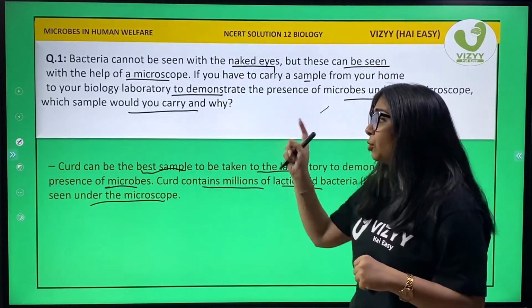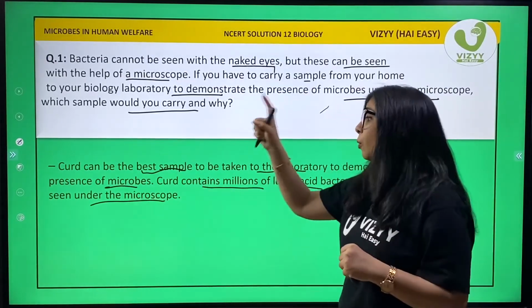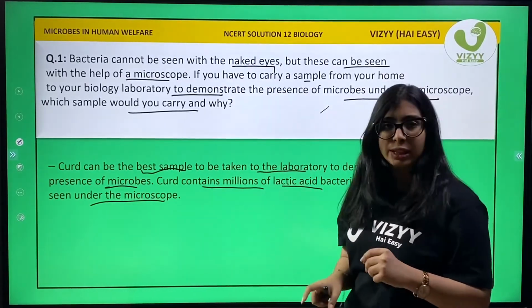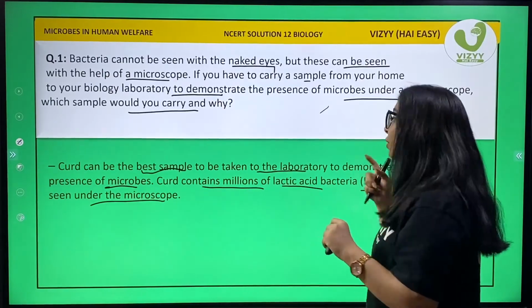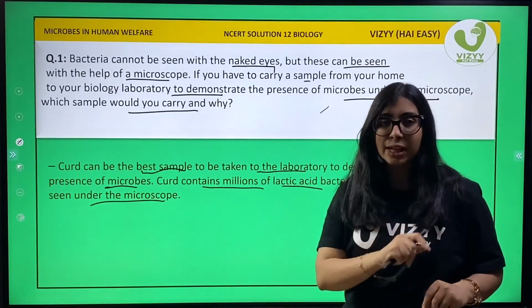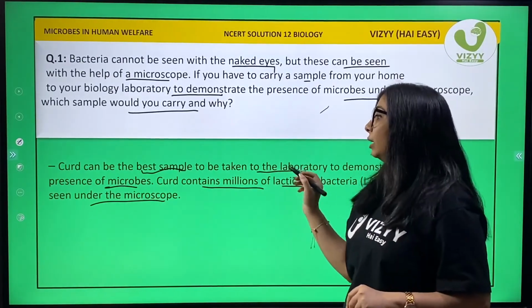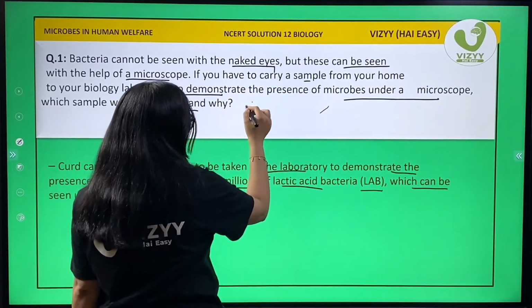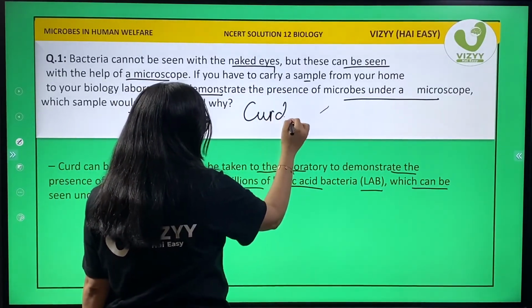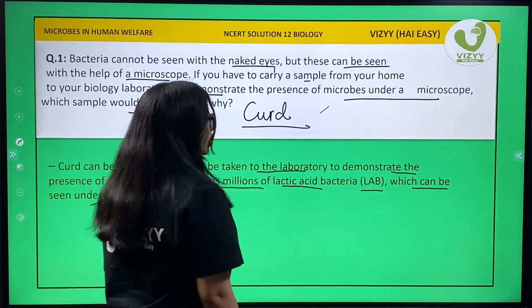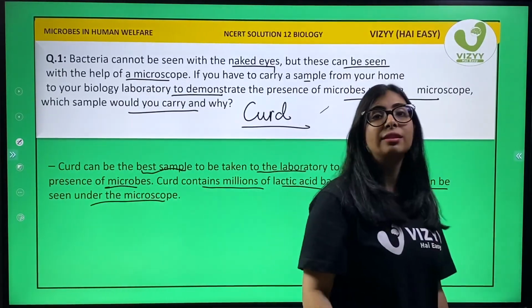Okay students, so we are taking curd. Why? Because we can see millions of bacteria, and third, we know the name of the bacteria, and therefore we are taking curd as our sample. So students, this is your answer number 1.